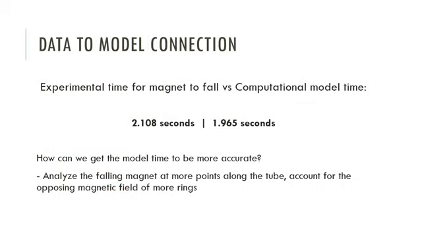When comparing the experimental time for the magnet to fall through the tube and the computational model time, they are almost the same, being 2.1 seconds and 1.96 seconds. To make the model time more accurate, you can analyze the falling magnet at more points along the tube, thus accounting for the opposing magnetic field of more rings.